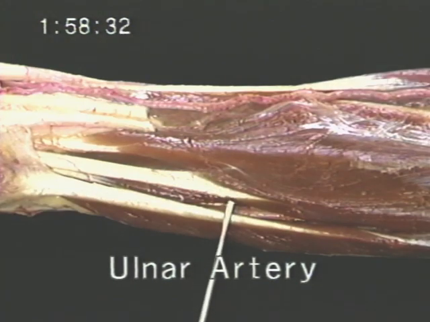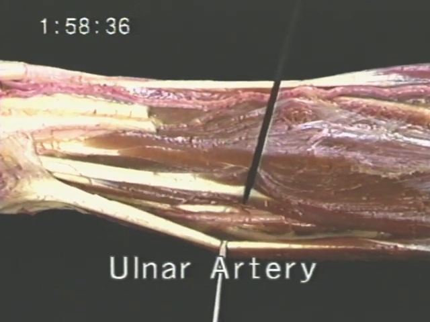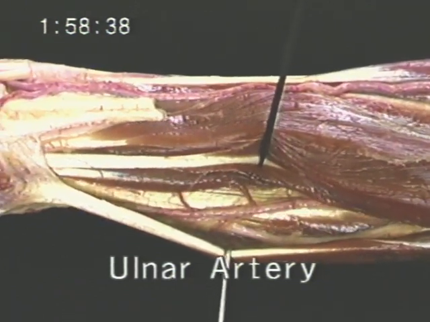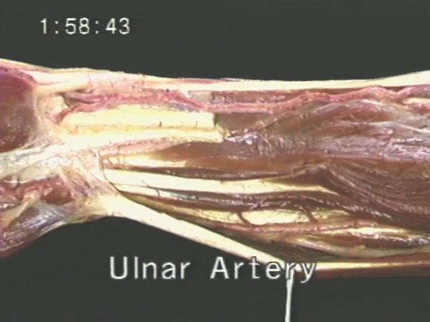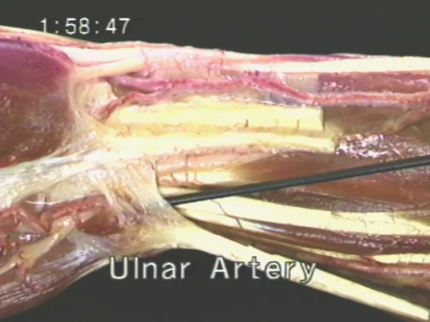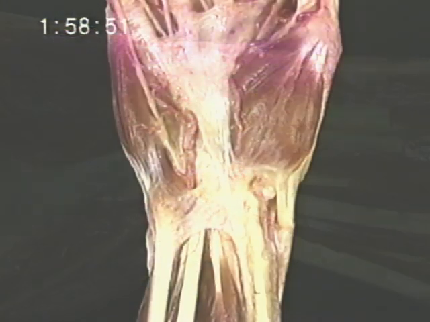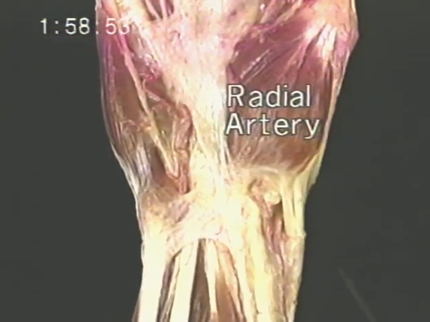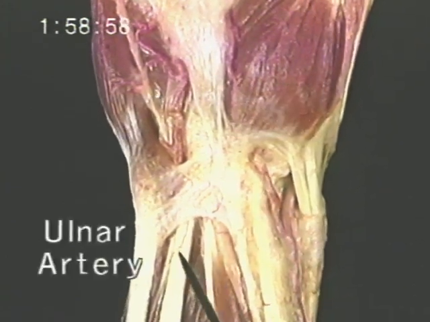In the distal forearm, it emerges, along with the ulnar nerve, between flexor digitorum superficialis and flexor carpi ulnaris. At the wrist, it passes through the tunnel in the side of the flexor retinaculum to reach the hand. Let's just get reoriented. Here's the radial artery with its superficial branch. Here's the ulnar artery.